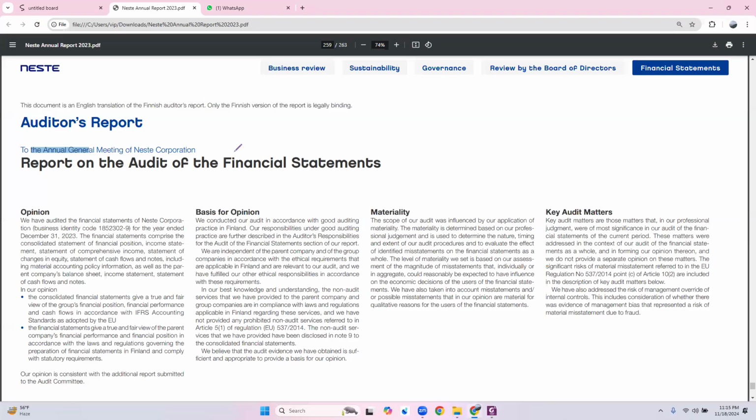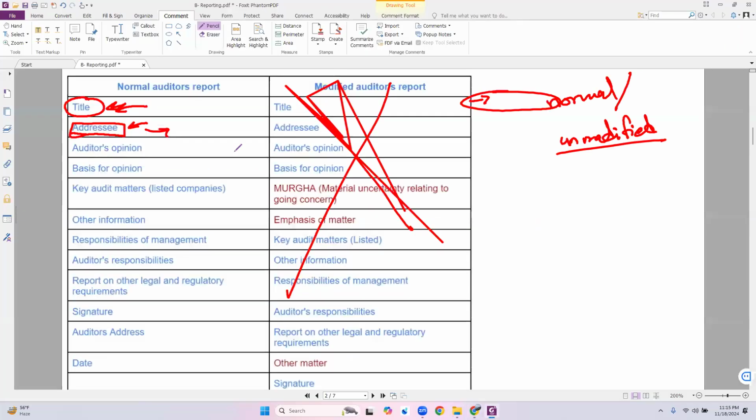Addressee can be anyone. For example, if you are auditing for the shareholders, then our addressee would be to the shareholders of XYZ company. If you are auditing for the bank, then our addressee would be to the bank, XYZ Corporation. So the second thing is the addressee, to whom the financial statements are being delivered, to whom this audit report is entitled.